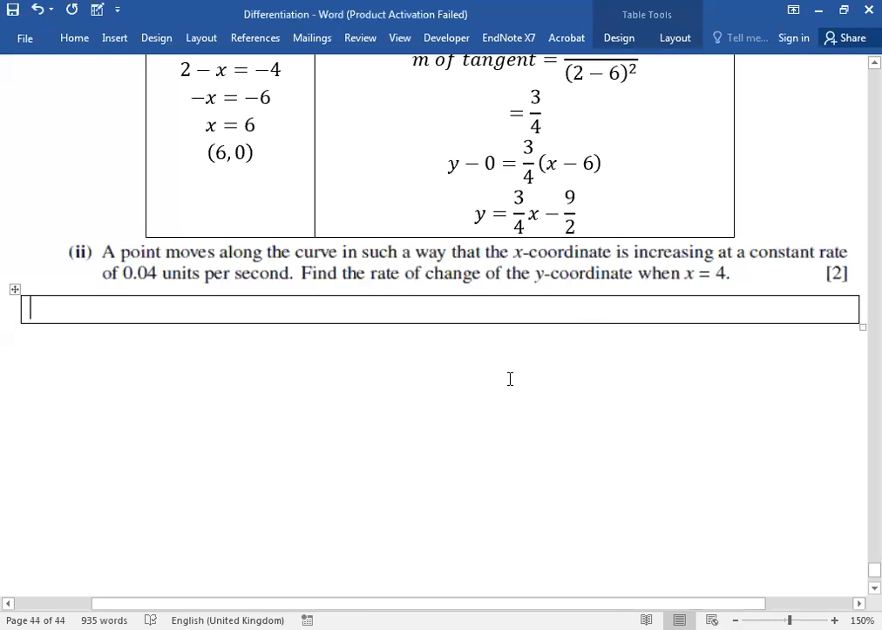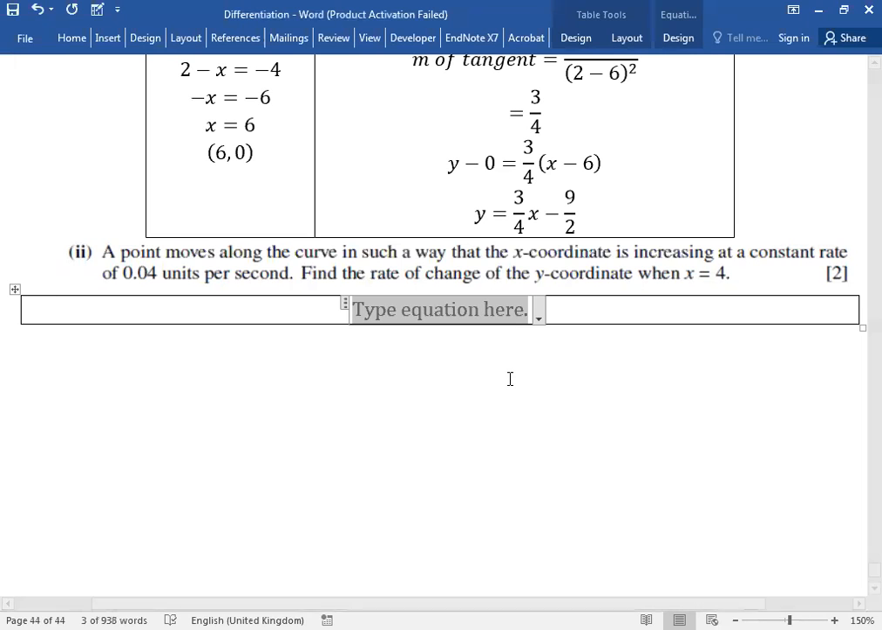The question has told us the rate of change of x. How can we write it as a derivative? Again, in these kinds of questions, I urge students to make the data rather than reading the question again and again. So what has the question provided us with? What is 0.04 units per second? du, where did u come from? Read the question.